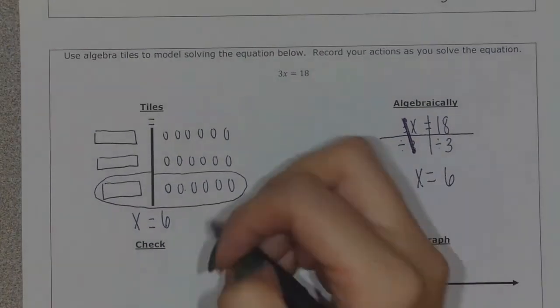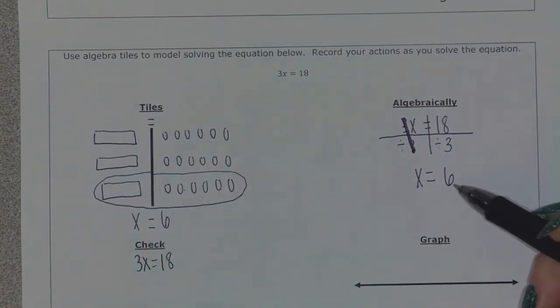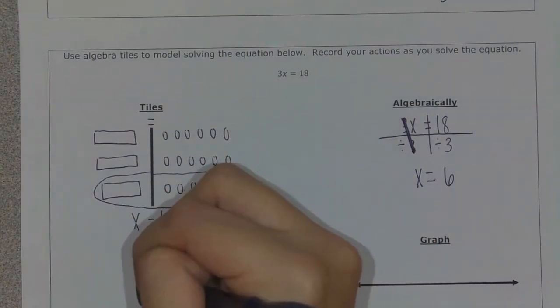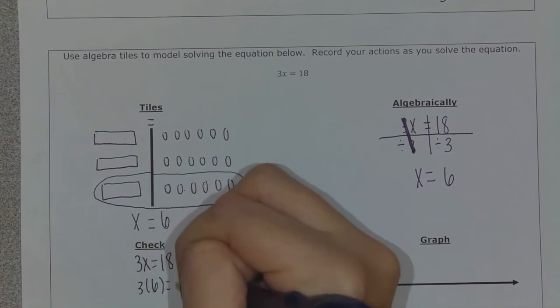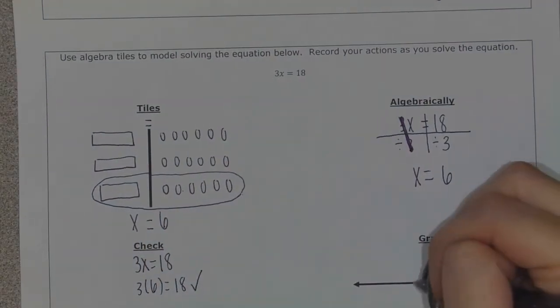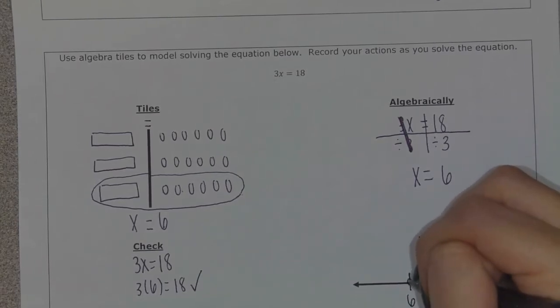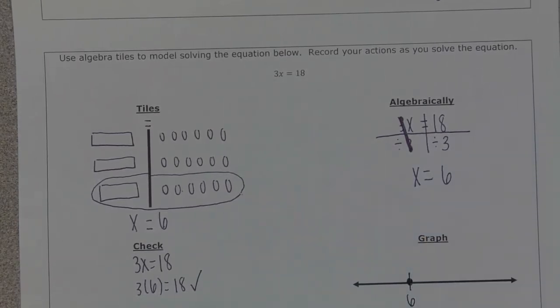In order to check, I'm going to rewrite my equation. So 3x equals 18. I'm going to substitute in what I think x is. So that would be 3 times 6 equals 18. That is true, so it gets a check. And then I'm going to graph. I'm going to put one single line. I'm going to call it 6, and I'm going to put a dot on 6.